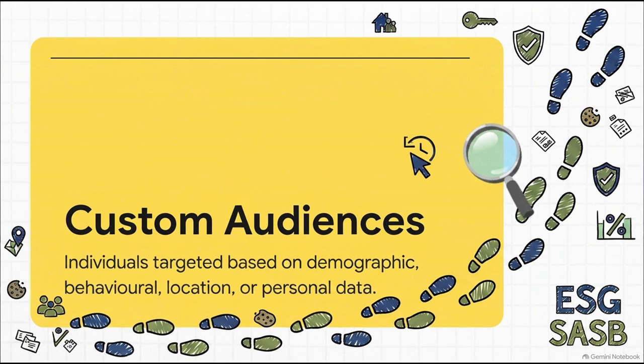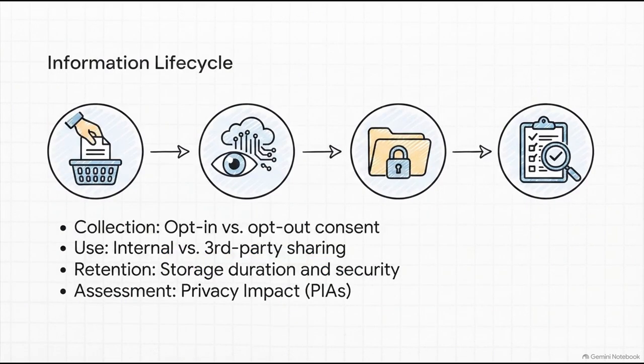Because of this, the standard actually requires companies to report the exact percentage of their online advertising impressions that are targeted to these custom audiences. Why? Because a higher percentage simply equals a higher privacy risk profile. To mitigate that risk, agencies must disclose exactly how they handle consumer data at every single stage of what's called the information lifecycle. They have to detail their collection methods, like do they require a user to actively opt in or do they just rely on an opt-out action?